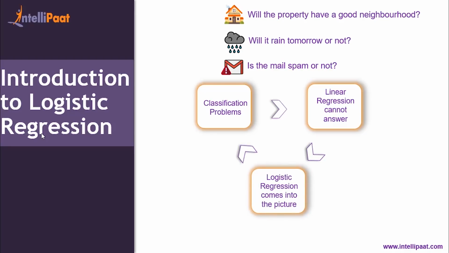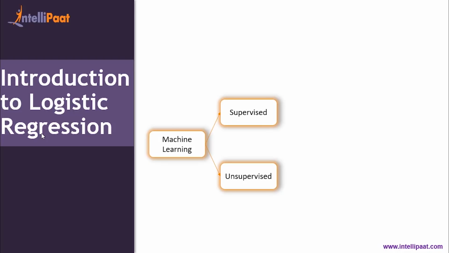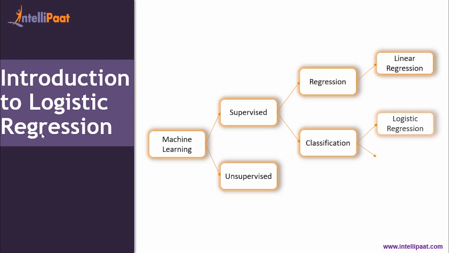Now let us see where this logistic regression algorithm that we just talked about lies in the machine learning algorithm tree. In machine learning, we use two traditional learning techniques to build a predictive model: supervised learning and unsupervised learning. Looking at supervised learning, there are two categories, regression and classification. In regression, we have linear regression, and in classification, we have logistic regression and SVM. So today's topic of discussion is logistic regression, which comes under the category of classification.